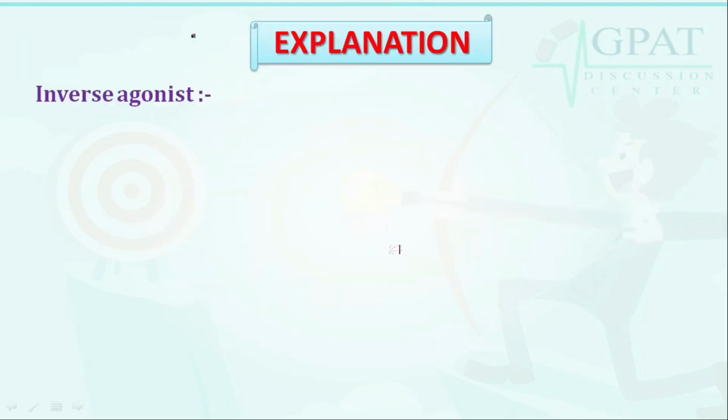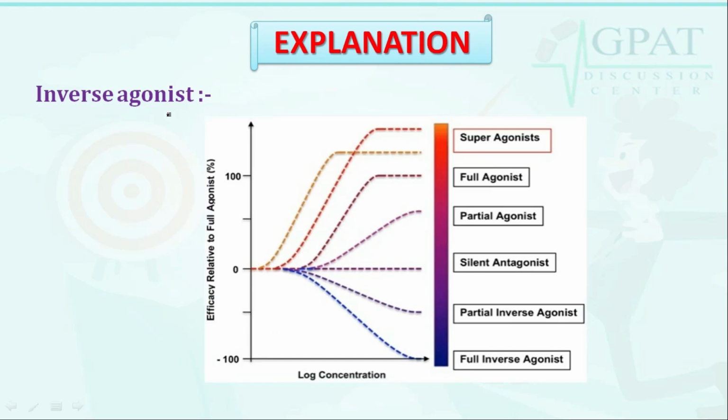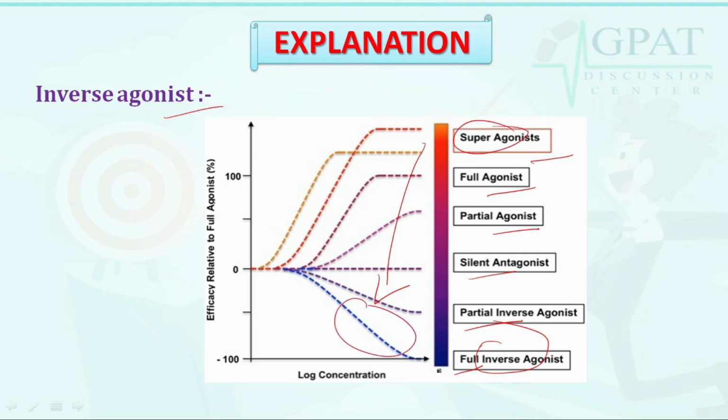Here you have just an explanation on this. It shows the types of agonist: super agonist, full agonist, partial agonist, silent agonist, partial inverse agonist, and full inverse agonist. It means it produces the inverse effect of the agonist. That's why it's a full inverse agonist.